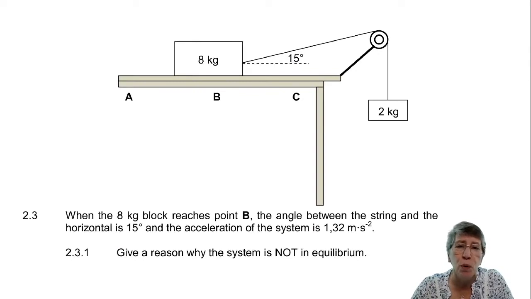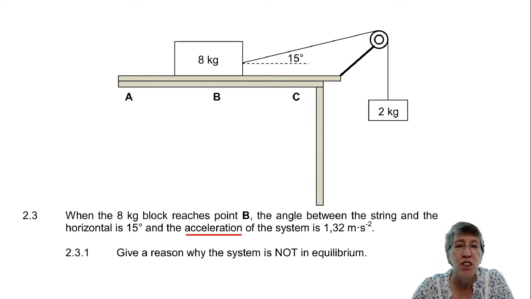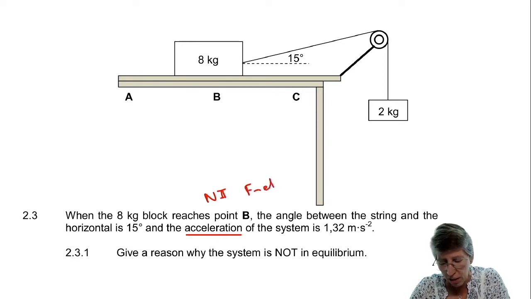In 2.3.1, they tell us that when the block reaches point B, the angle between the string and the horizontal is 15 degrees, and the acceleration of the system is 1,32 meters per second square. Now, very important, the word acceleration. That is going to tell us which law of Newton is applied here. Now, acceleration will immediately tell me I'm working with Newton's second law, and there is a net force present.